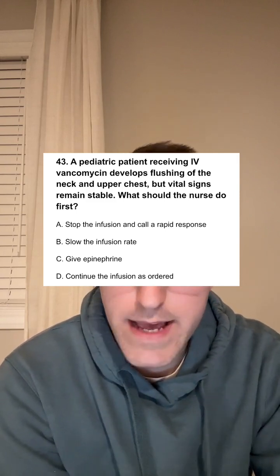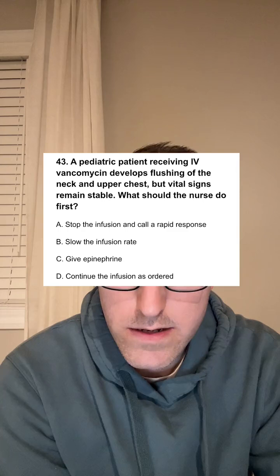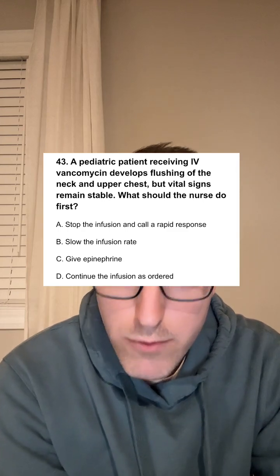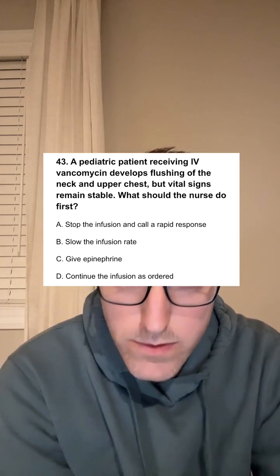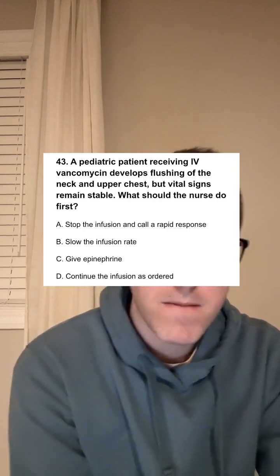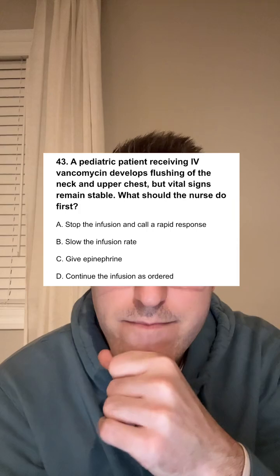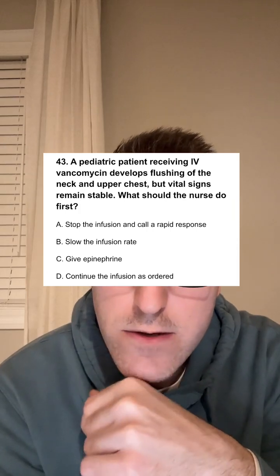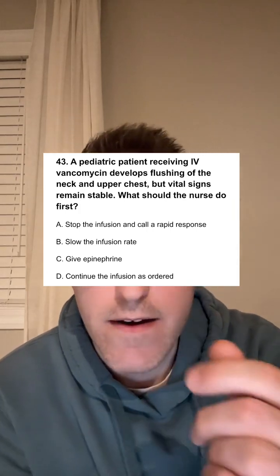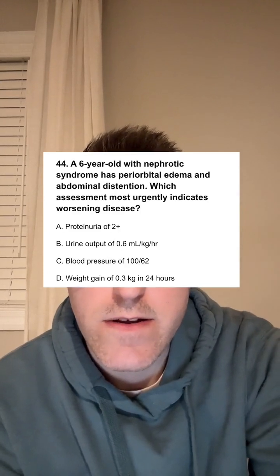So the first action is to slow the rate. All right, C is wrong. Epinephrine is only for true anaphylaxis. And D, continuing at the same rate will likely worsen symptoms. Okay? All right, good. Glad that makes sense. Yeah. This one definitely makes you critically think. All right. Very good, very good.